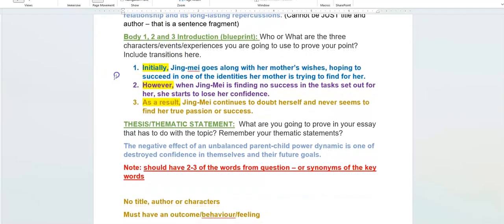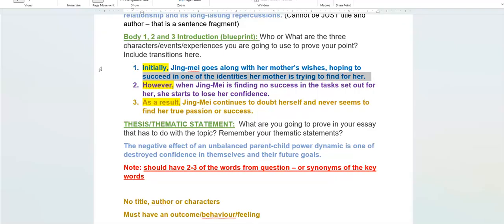Okay, the next thing, and this can be the hardest, is your blueprints. So essentially, what are the 3 main arguments you're going to be making about the topic in the next 3 body paragraphs to come? You can focus on characters, you can focus on events, you can work chronologically. You need to decide how you are going to split up this story to prove your argument in 3 different ways. So my first one is, initially, Jingmei goes along with her mother's wishes, hoping to succeed in one of the identities her mother is trying to find for her.